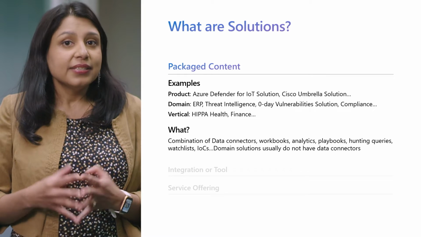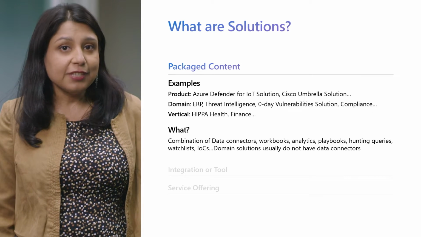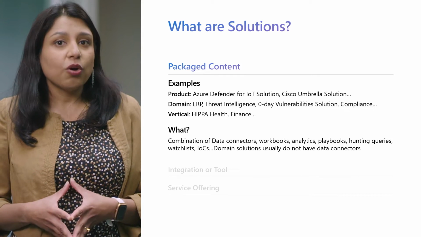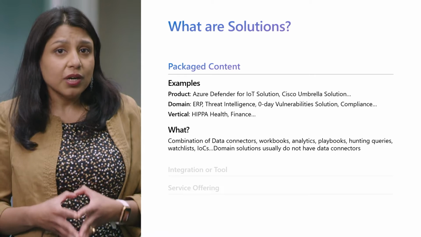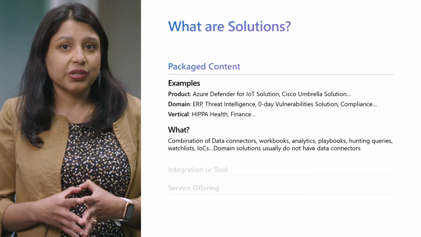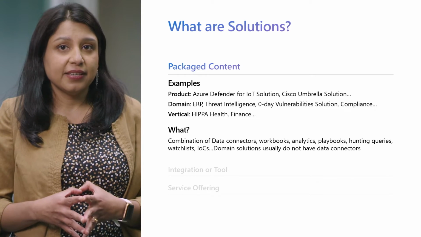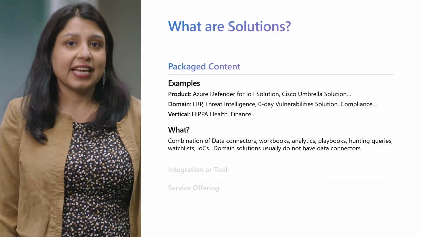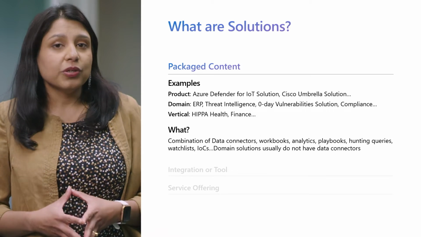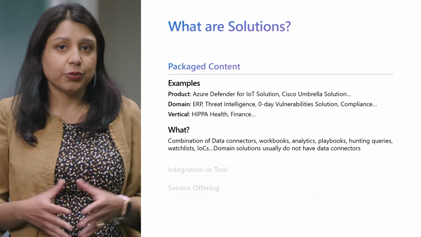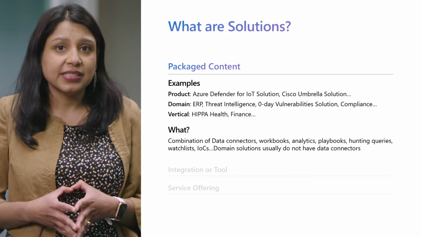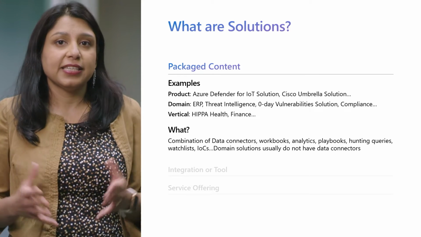For example, the Cisco Umbrella solution delivers capability for customers to ingest Cisco Umbrella data into Microsoft Sentinel and also view Umbrella insights via workbooks as well as analytics to detect threats and investigate using playbooks that query Cisco Umbrella APIs. Similarly, domain solutions can be compliance solutions for security posture management that can have workbooks and analytics operating on multiple data sources. Vertical solutions like HIPAA Health or Finance SOC solutions can similarly deliver value for vertical scenarios.